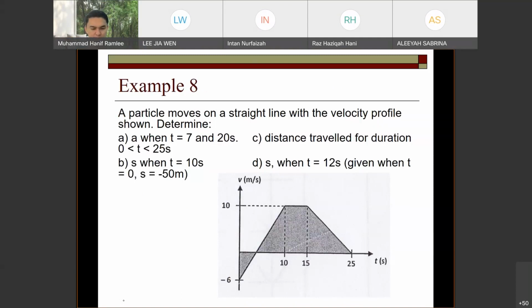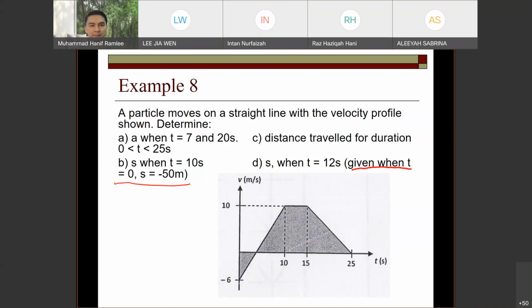And number B, you have to find the displacement when t equals 10. C, the distance traveled for the duration 0 until 25 seconds. D, you have to find the displacement when t equals 12. So there is one additional piece of information that you have to utilize. Given when t equals 0, S must be equal to negative 15 meters.